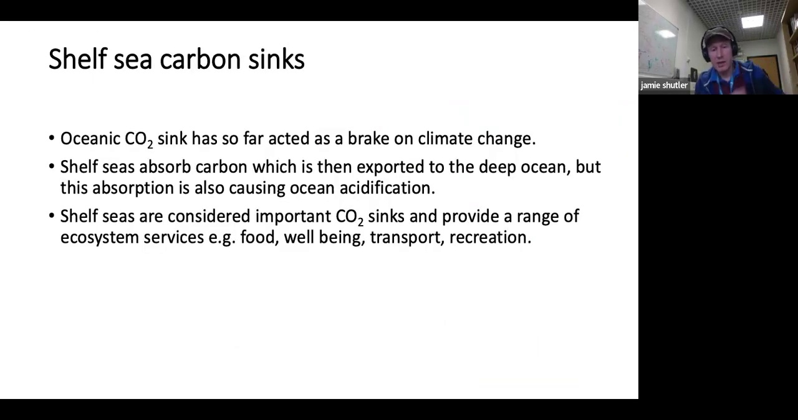So we were particularly interested in shelf seas. These are regions where the water depth is reducing to about 200 meters deep. So we're looking at the shelf edge as it's coming from the open ocean across the shelf. We're particularly interested in these because they're important carbon sinks, and they're incredibly important for food production, and the majority of the population lives around coastlines. 90% of seafood comes from shelf seas. And so they're offering a range of services from food through to well-being, but also clearly transport and recreation.